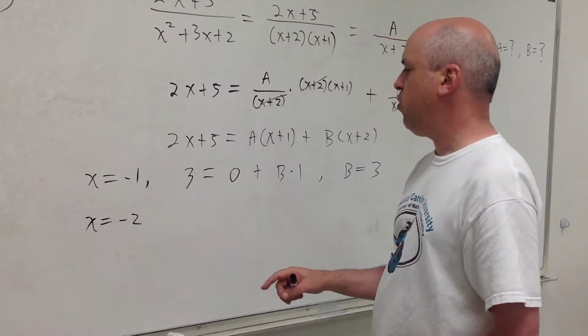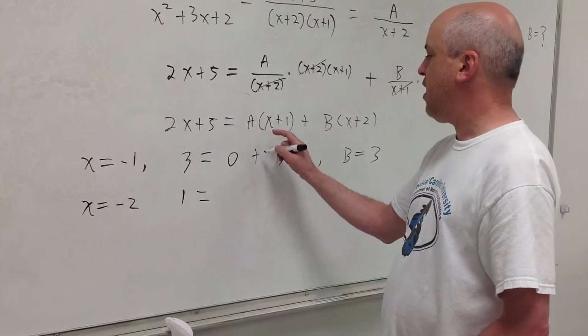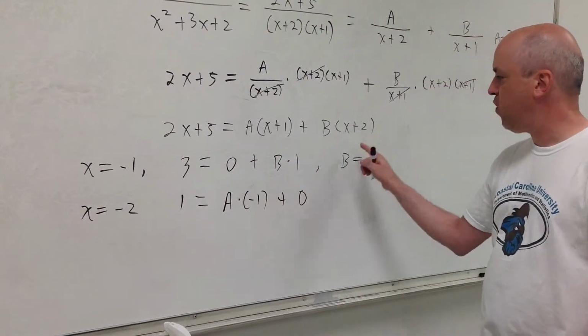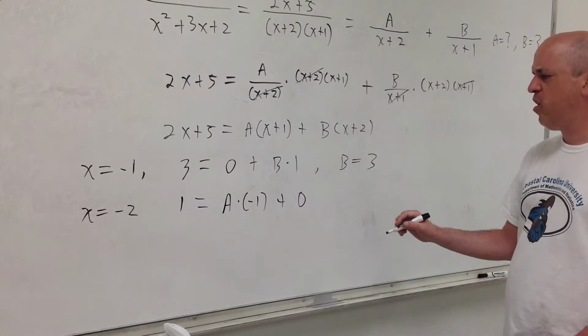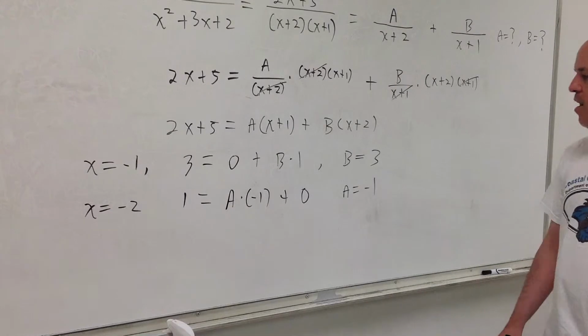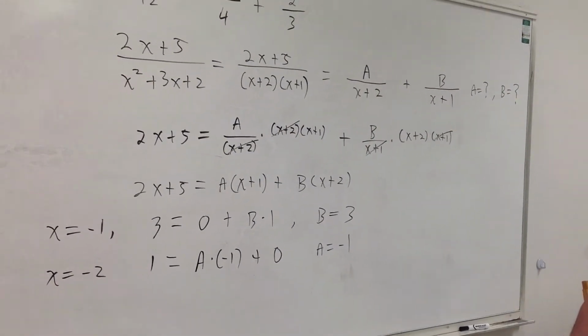So if I plug -2 into the left-hand side, I get 1. Here, I'm going to get a times -1. And over here, I'm going to get 0. So this turns into -a equals 1, which is a equals -1. And now I have successfully performed the partial fraction decomposition.